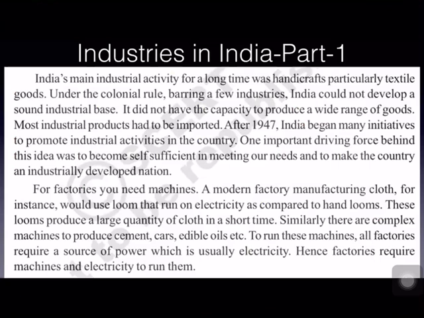The second one is the industrial sector. If the industrial sector is well developed, it leads to the development of the nation. It indicates the nation's development. The more the industrial development, the more will be the nation's development.